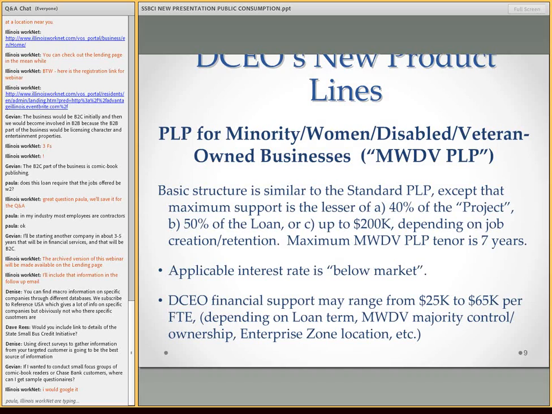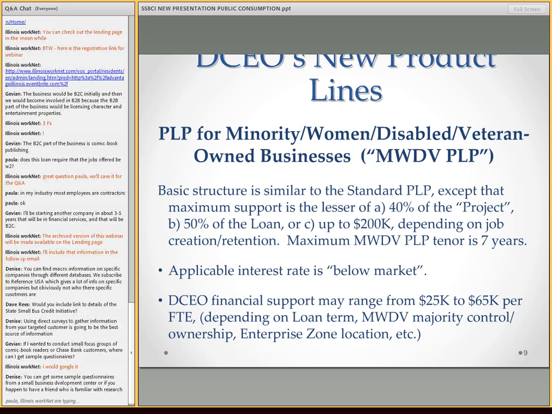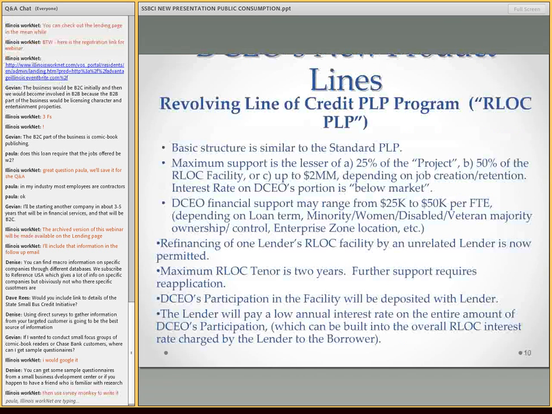Just as an example, if a minority, women, disabled, or veteran-owned business needs $500,000, we could provide $200,000 of it, and under this participation loan program, we buy a portion of the loan and fully subordinate our portion to the bank. Now, what does the full subordination mean?